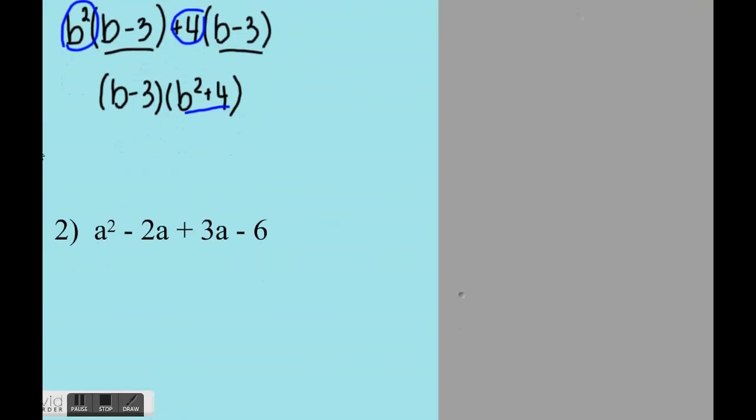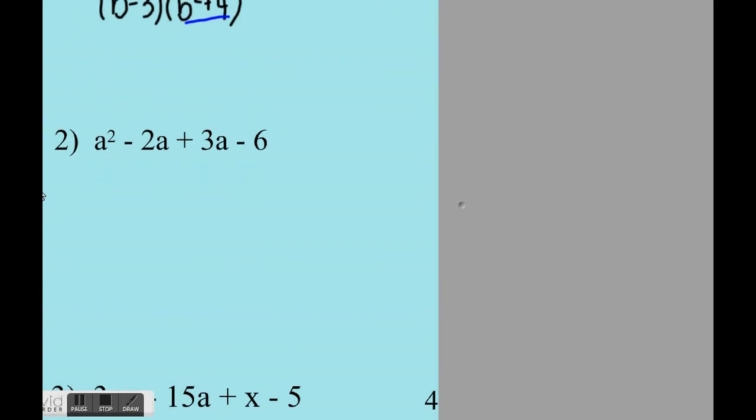Problem number 2. We will begin by grouping our first two and our last two terms together in our problem. Looking at my first set of parentheses, the GCF of a squared minus 2a is a. A squared divided by a leaves me with an a. Negative 2a divided by a leaves me with a negative 2.